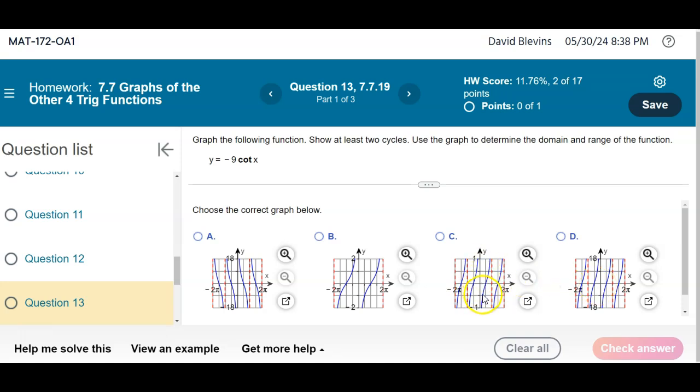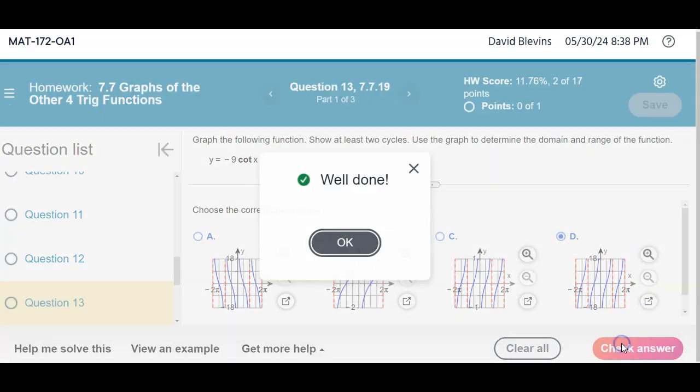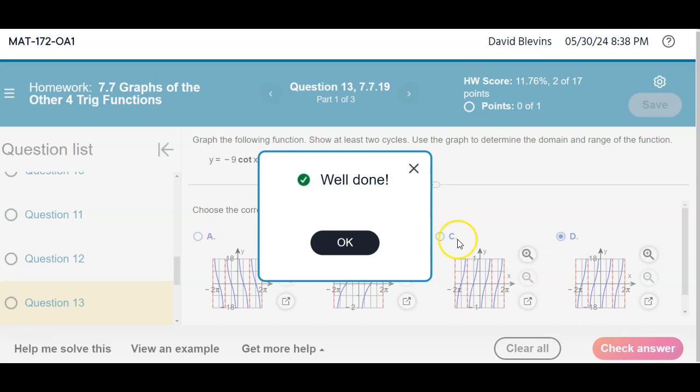All right, the problem here is when we are at those quarter period points, the pi over 2, the 3 pi over 2, we're not at 9 and negative 9. We're at negative 1 and 1 here. So that's the reason why D is the one that we're after. The vertical stretch of the 9 wasn't present in C.